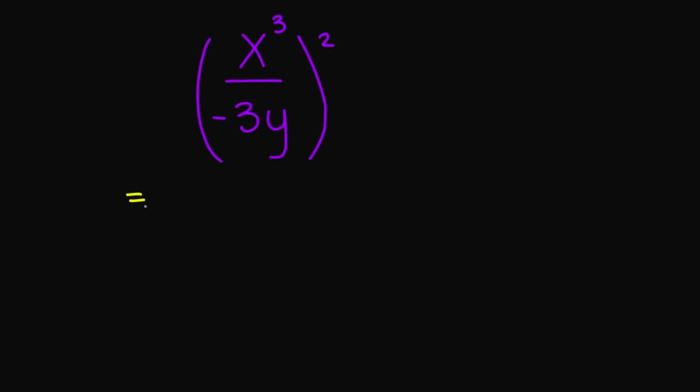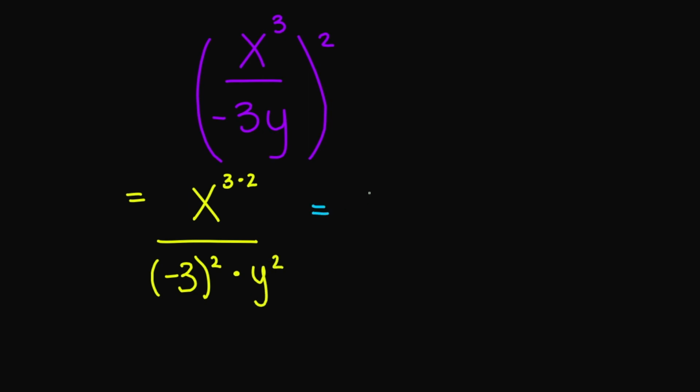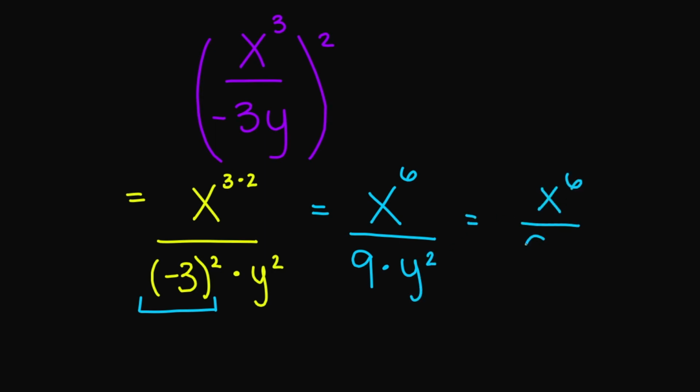Let's try this example here. So this is going to equal my numerator. I'm going to get x 3 times 2 over negative 3 to the 2nd power times y to the 2nd power. My numerator, you're going to get x to the 6th power over negative 3 squared is going to give me a positive 9 times y to the 2nd. So we're going to get x to the 6th over 9y squared.